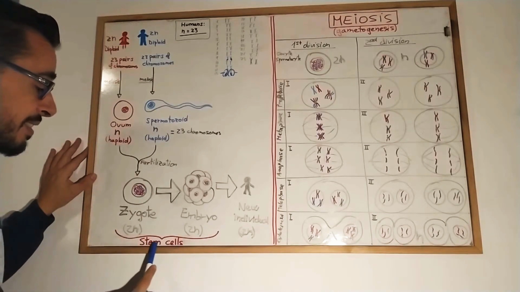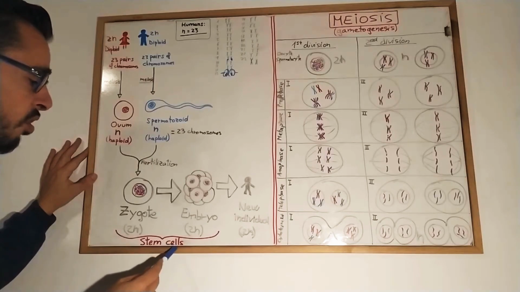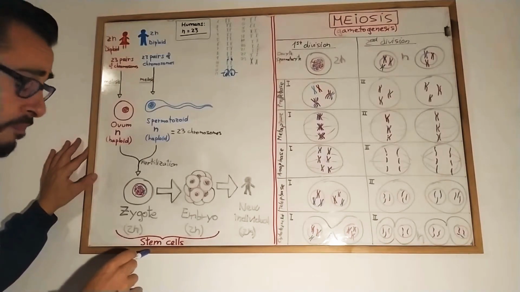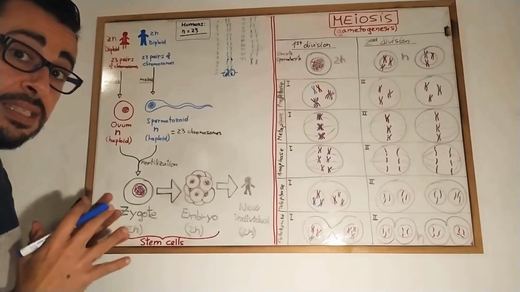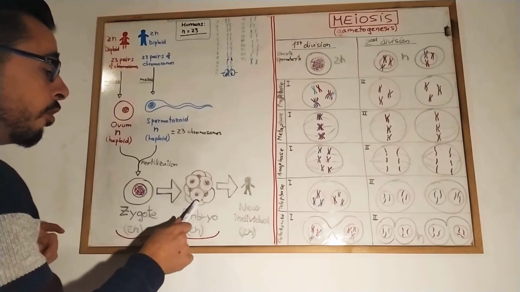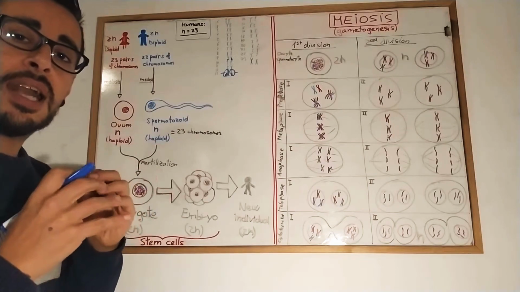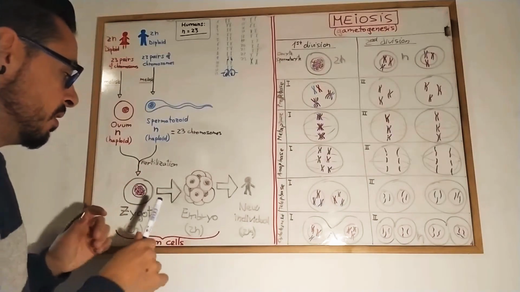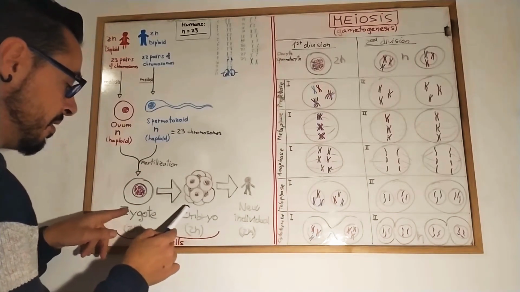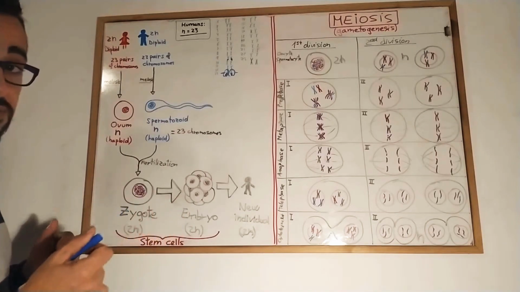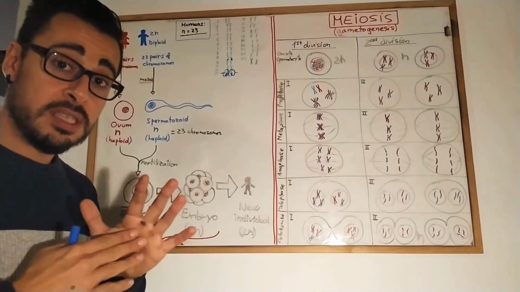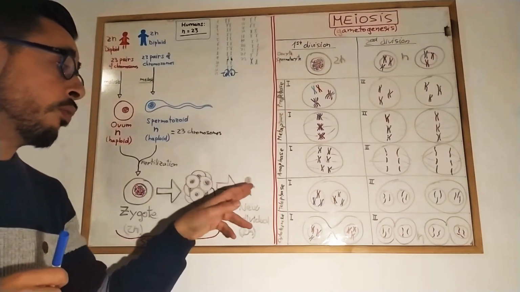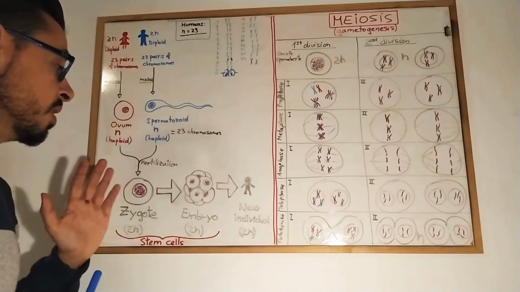Here I have written stem cells. In Spanish they are called células madre. Stem cells are undifferentiated cells which can form any other kind of cell. The stem cells are in the zygote and in the embryo because they are going to form every single kind of cell of our body. Okay?